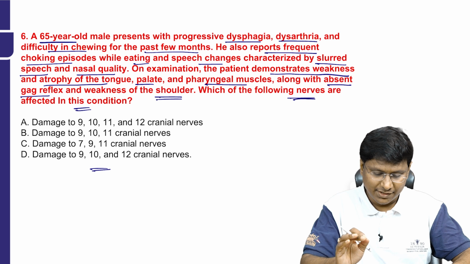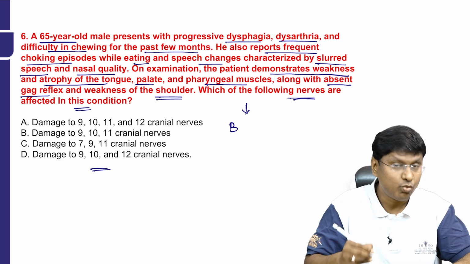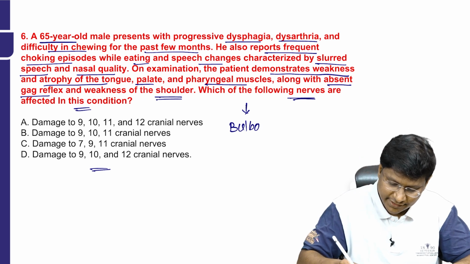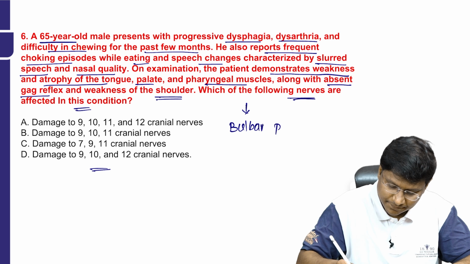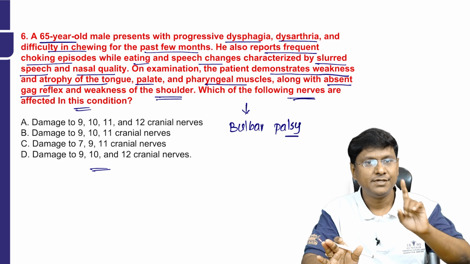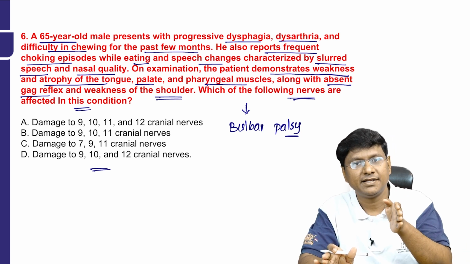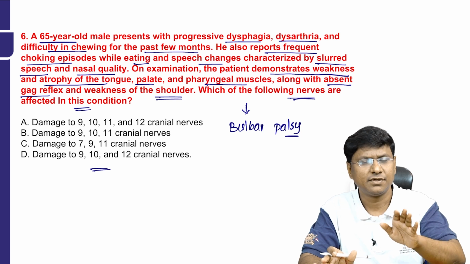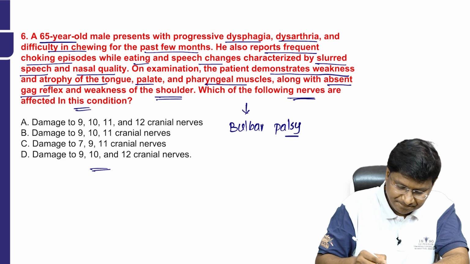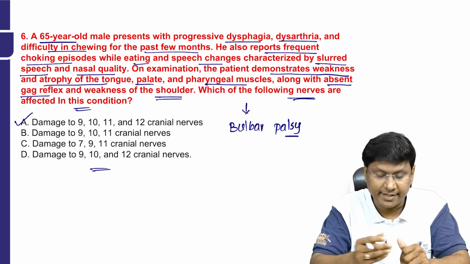So, based on the clinical scenario which has been given, the patient is said to be having what is called bulbar palsy. What are the points suggestive of bulbar palsy? There is weakness or paralysis of the muscles innervated by the motor nuclei of several cranial nerves which are located in the bulbar region of the brainstem. So first and foremost, what is the answer? It is damage to 9, 10, 11 and 12 cranial nerves.